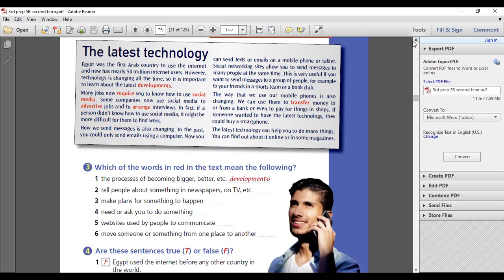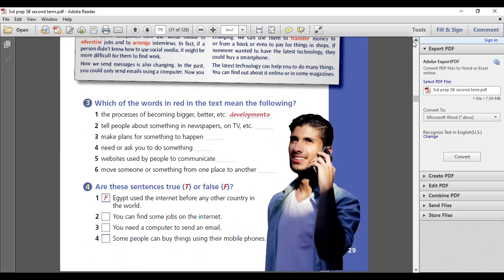Arrange. Need or ask you to do something. Require. Websites used by people to communicate. Social media. Move someone or something from one place to another. Transfer.